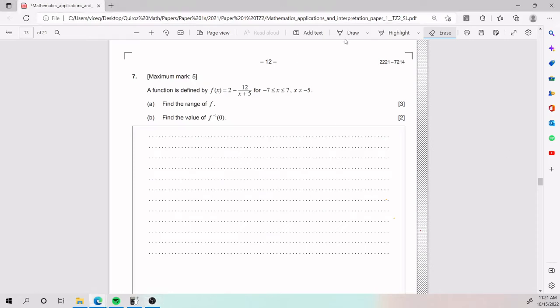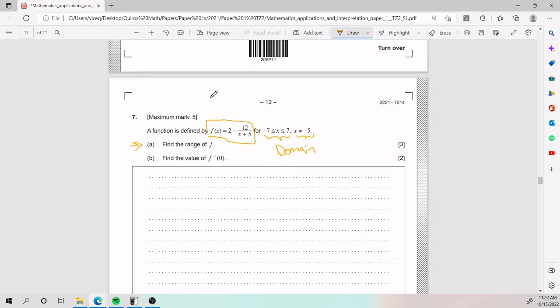All right, so for number 7, we have that a function is defined by f of x equals 2 minus blah, blah, blah for these x values, see? And x cannot be that. So all this thing on the right side is actually my domain, all right? Later on, for part A, they ask us to find the range of f. So because we're in the world of domain and range, let's take a moment and explain that for a second.